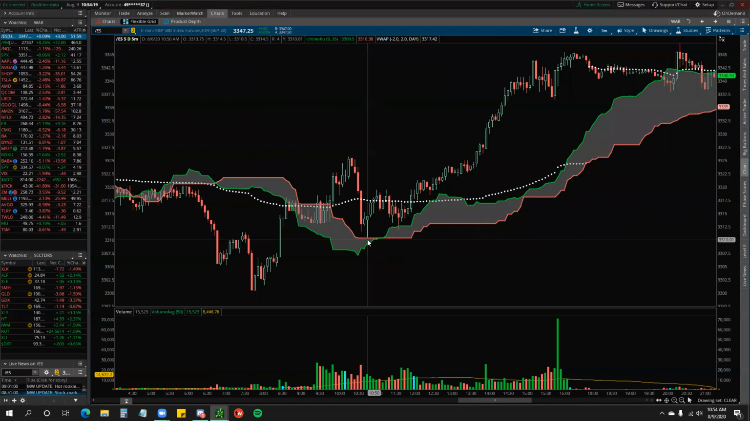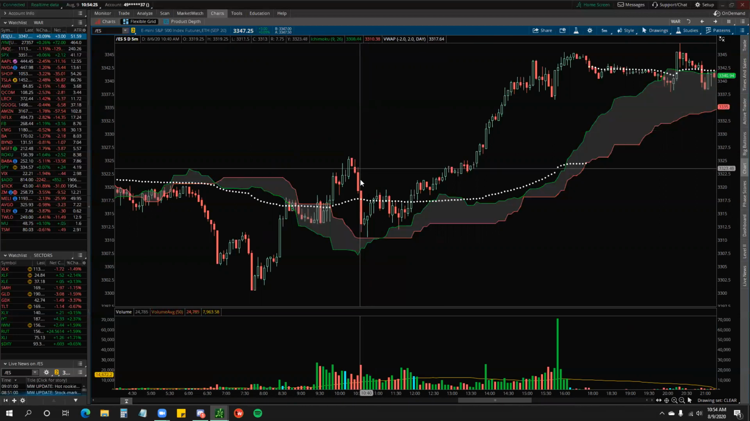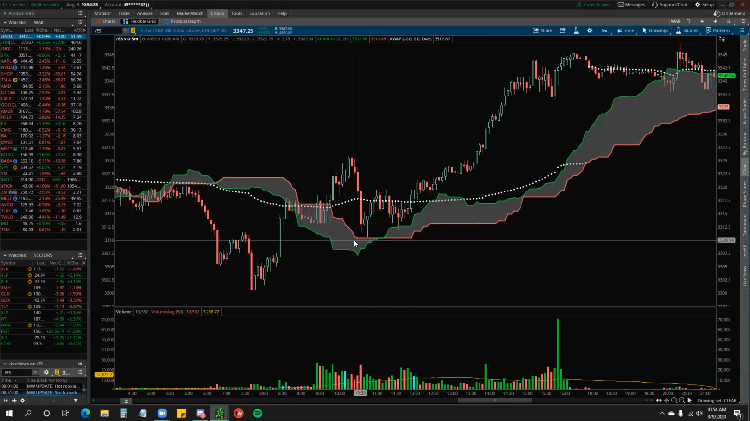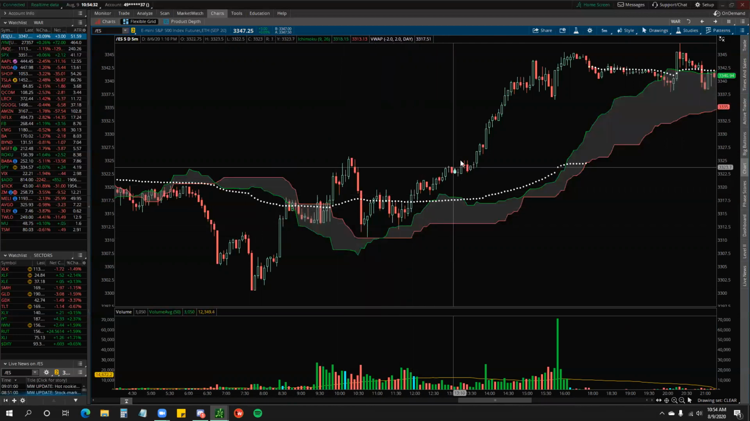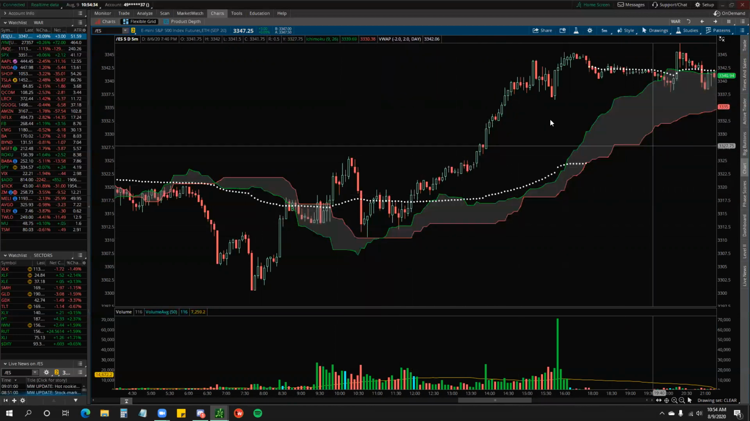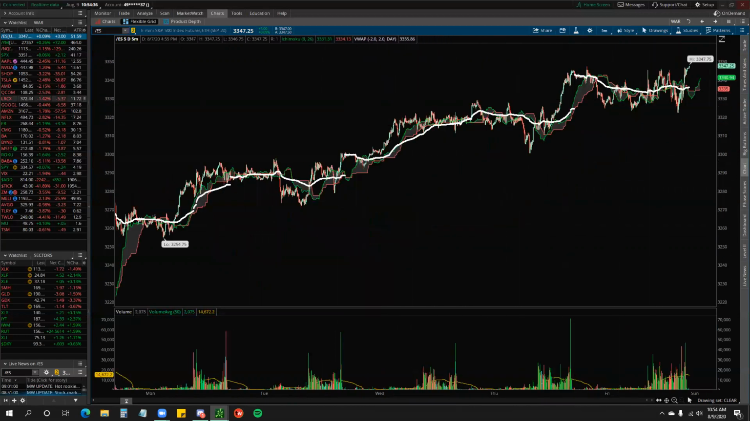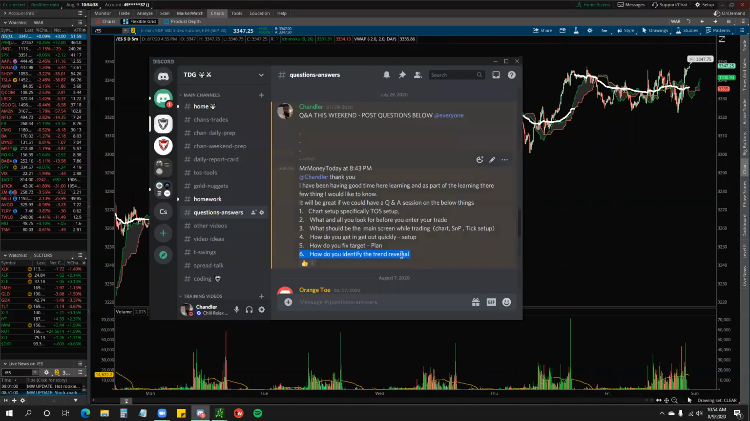Now, again, you don't want to just trade based on the cloud. You want to use it to read information. So again, it's telling me, yeah, we took a nice dump here, but it ain't a real dump unless we break here. You can see we held it, and then we found our feet again. So that's another example, guys, of the cloud. Hope that answers that question.